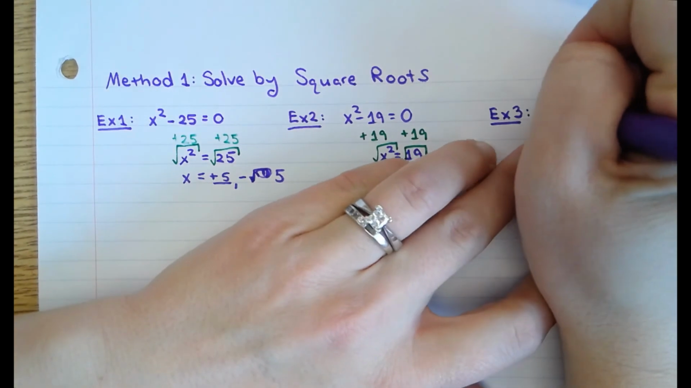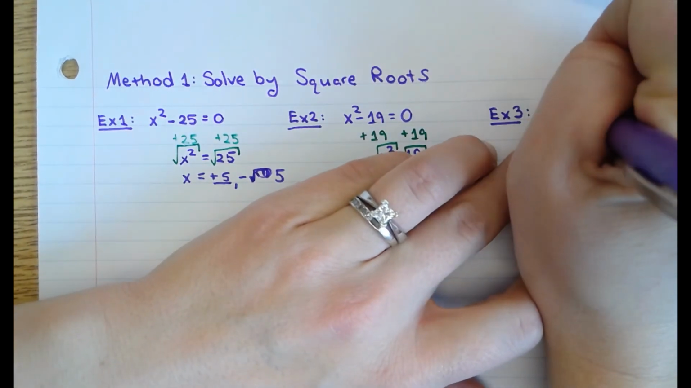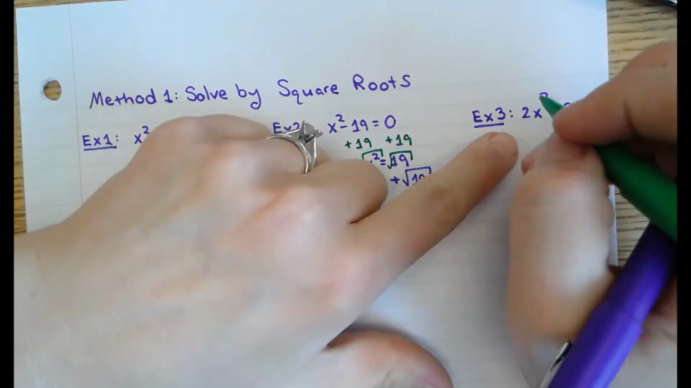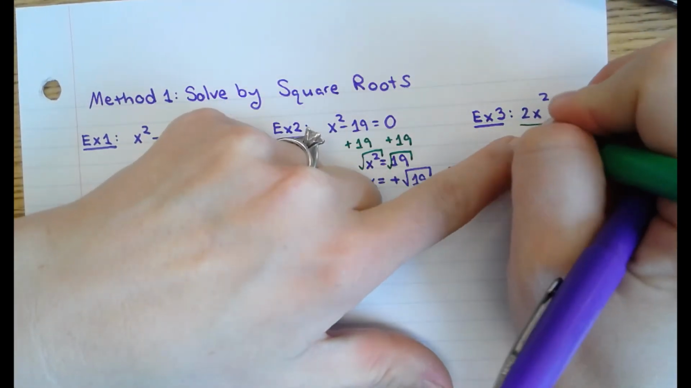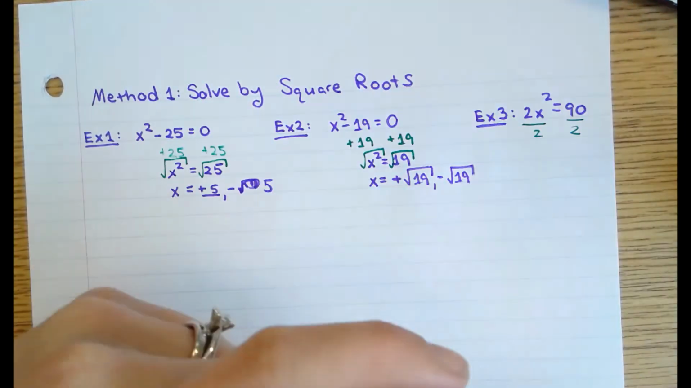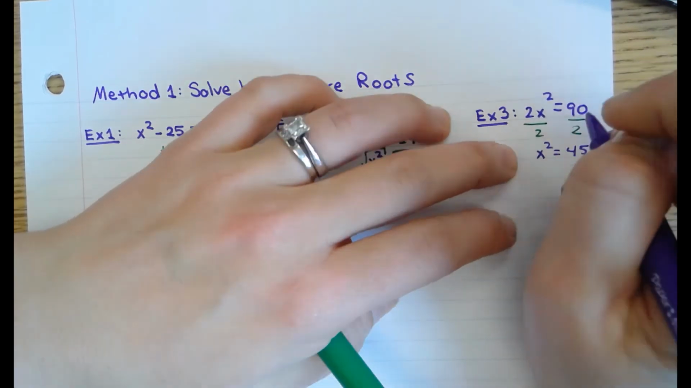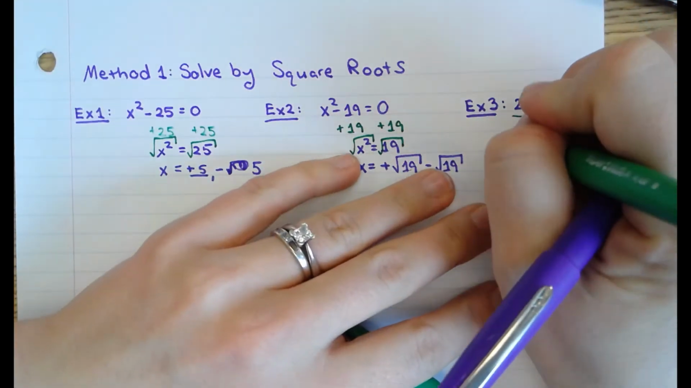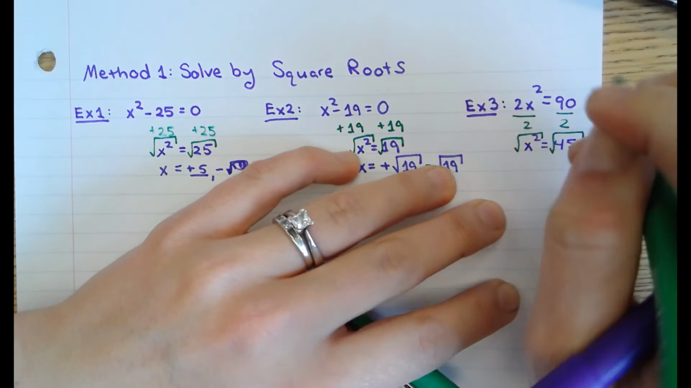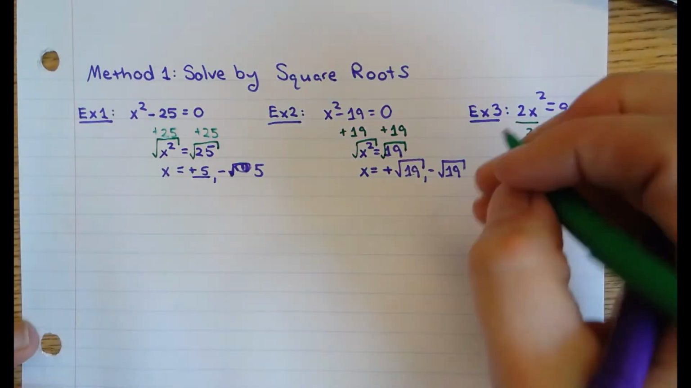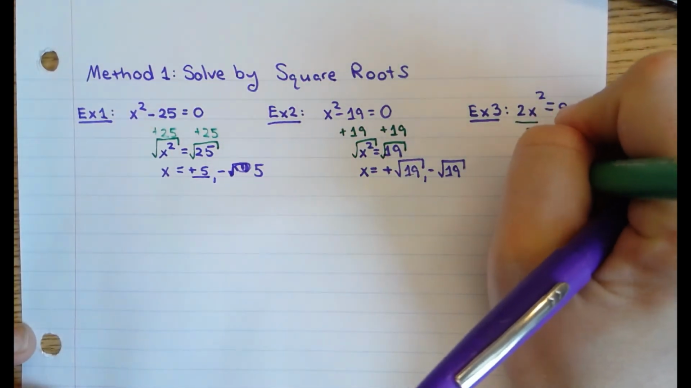Okay, now if we do have another number, for example, like 2x squared is equal to 90, we have an extra step on this one actually. We're going to divide out that 2 to get the x by itself. We're going to get x squared is equal to 45. And we go to take the square root on both sides. This guy is not prime, so what we need to do is simplify him.